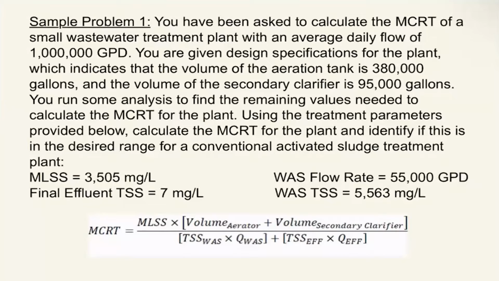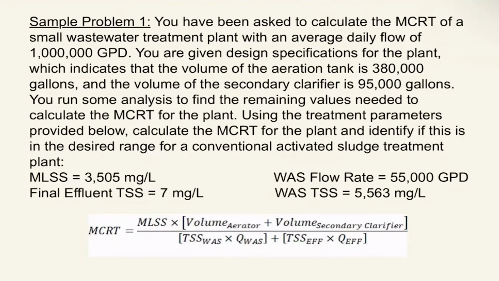Now that we've gone over the equation and know our terms that we're going to be using, let's go over the sample problem and identify the parameters we're going to be using to calculate MCRT. So sample problem 1 reads, you have been asked to calculate the MCRT of a small wastewater treatment plant with an average daily flow of 1 million gallons per day. You are given design specifications for the plant, which indicates that the volume of the aeration tank is 380,000 gallons, and the volume of the secondary clarifier is 95,000 gallons.